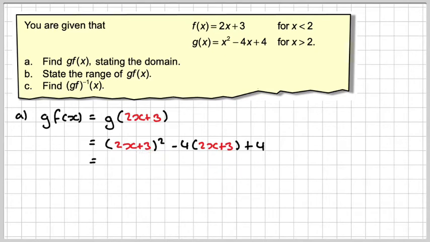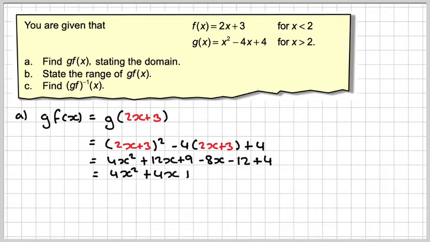Expanding this, we're going to get 4x squared, plus 6x plus 6x, which is 12x, plus 9. Minus 8x minus 12, don't forget that, plus 4. So we're going to have 4x squared, we're going to have 12x minus 8x, which is 4x, and then 9 minus 12 plus 4, which means plus 1.